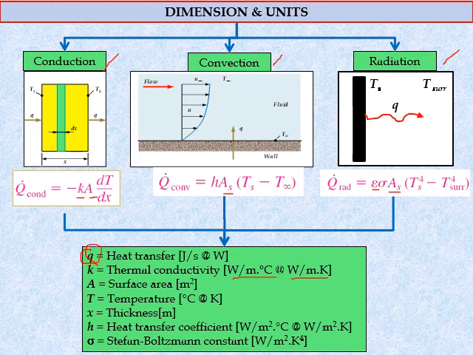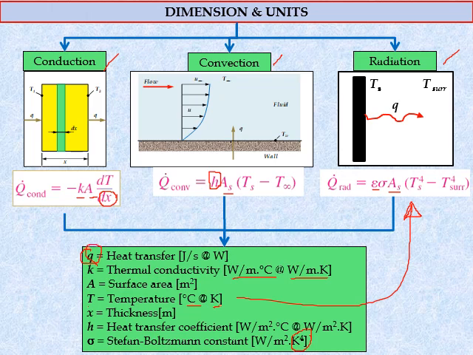So T here is the temperature, which can be degree Celsius or Kelvin. For the case of radiation, you need to make sure the temperature is in Kelvin, consistent with the Stefan-Boltzmann unit. X is the thickness. H is the heat transfer coefficient, and the unit is watt per meter squared dot degree Celsius or watt per meter squared dot Kelvin, depending on the temperature.